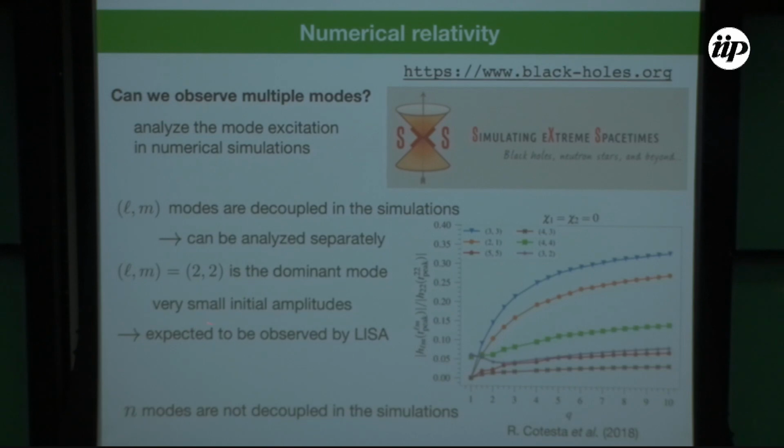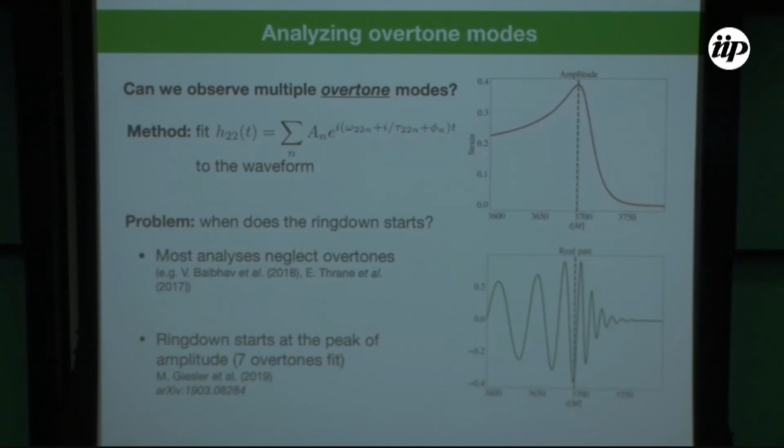And we expect to see them in LISA, because LISA is going to be more sensitive and going to detect higher mass black holes. So we can ask ourselves if we can detect the overtone modes, the higher frequency modes. But the problem with the overtone modes is that they are not decoupled in the simulation. So we don't have a single waveform for each overtone. For each harmonic mode, we have a waveform which contains all the overtones. So it's a little harder to analyze.